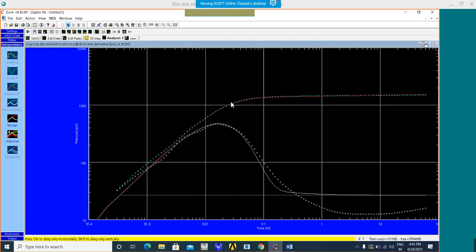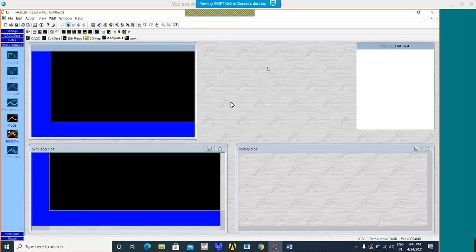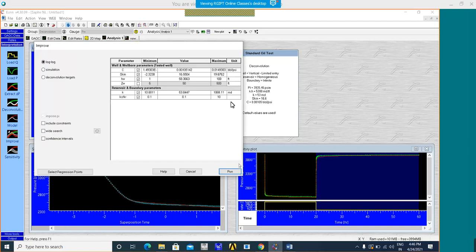Even after deconvolution, did I get any improvement? Let us see in the values. Earlier it was 13.4, now it is 16.4. The skin value is 16.4, permeability 53. Again, if we improve further, let us see what happens. I am changing the skin value to 10, suppose 9. I'm reducing the band of skin.